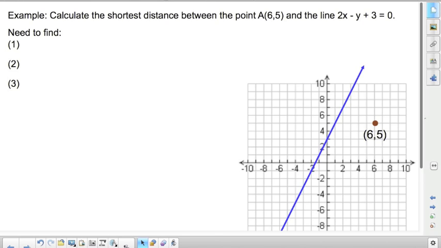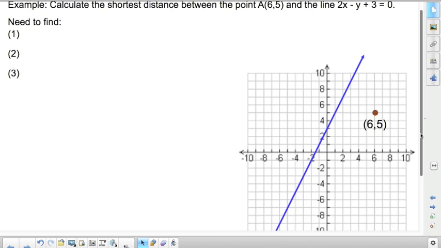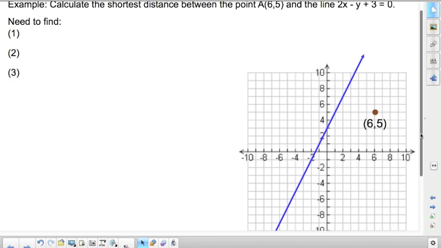Calculate the shortest distance between point A, which is (6, 5), and the line 2x minus y plus 3 is equal to 0. So I sort of drew it out already. The blue line is our line, that is 2x minus y plus 3, and then we have our point (6, 5). So once I have this visual, I want the shortest distance from this point to the blue line. That's what I want.